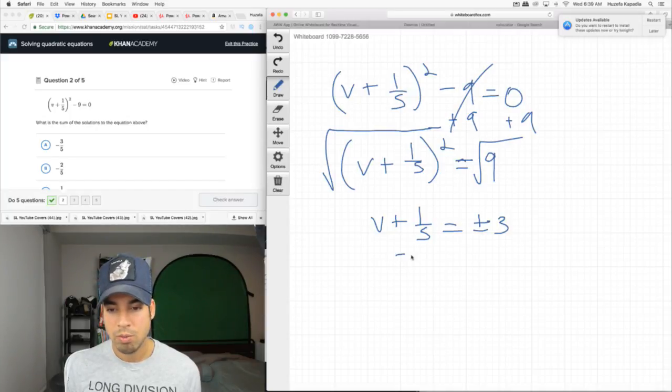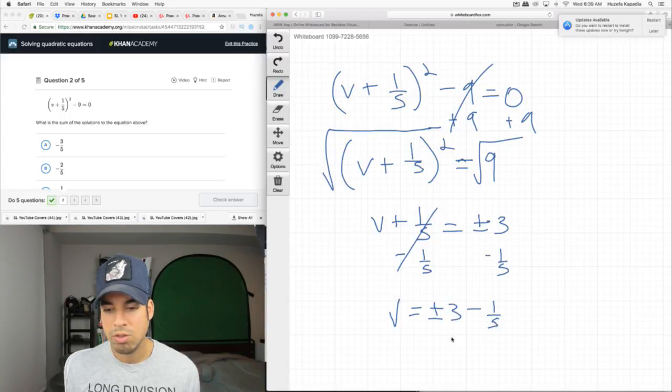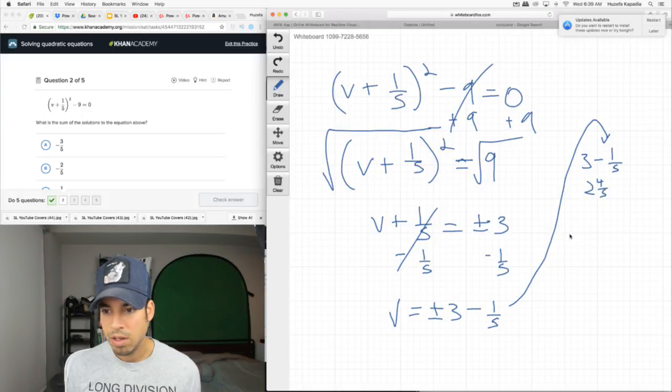And then I'm going to subtract 1/5 from both sides. And v equals plus or minus 3 minus 1/5. So what are my two solutions? My two solutions are when v is positive 3 minus 1/5, which is 2 and 4/5. It's also negative 3 minus 1/5, which is negative 3 and 1/5.